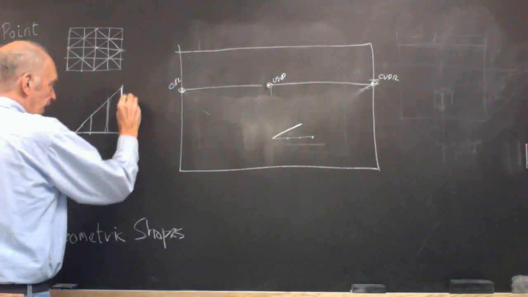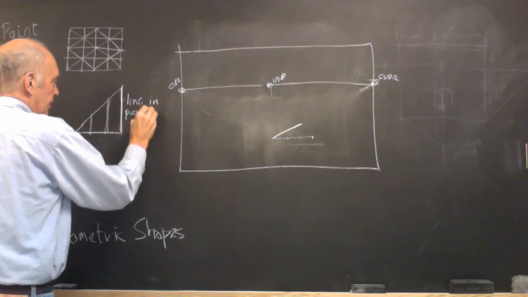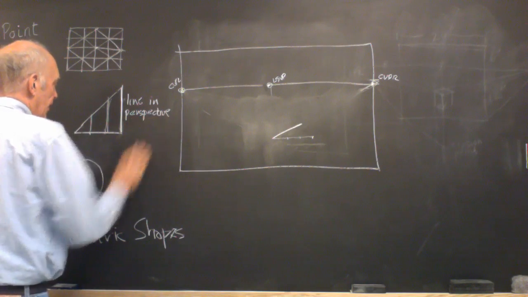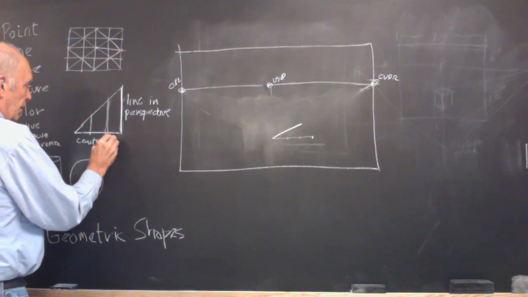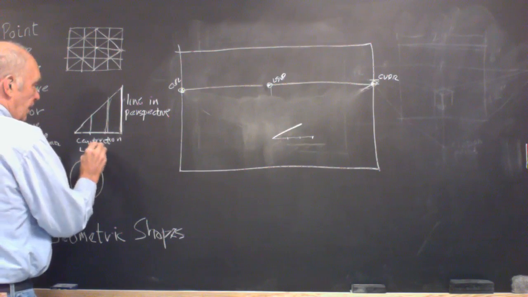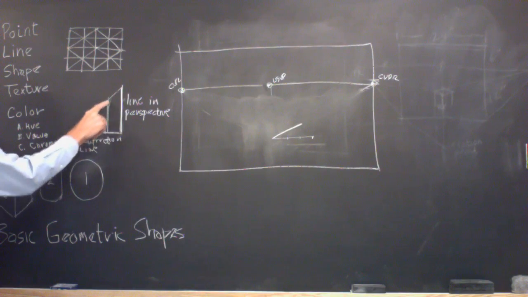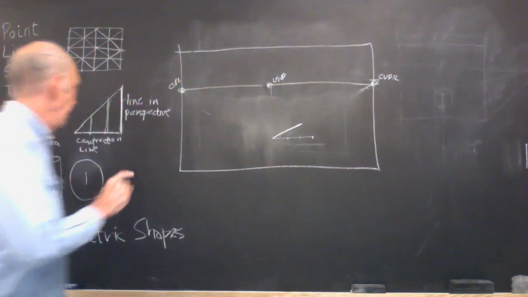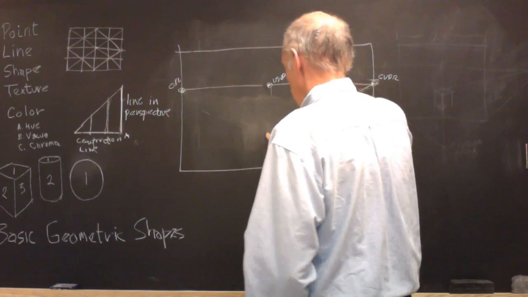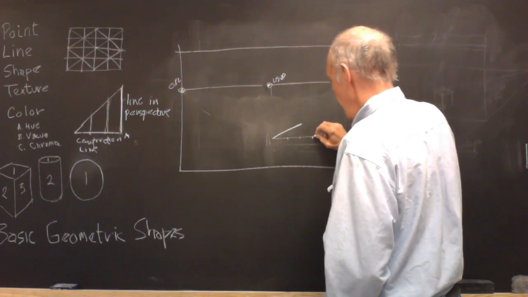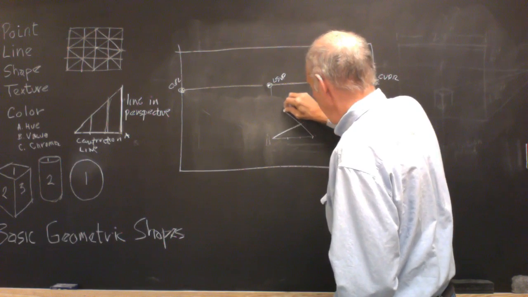This is the line in perspective. This is the construction line divided up into 3 equal sections. Notice that this line, this line, and this line are parallel. So if I start here at A, then I draw a line through the end of that and extend it out.